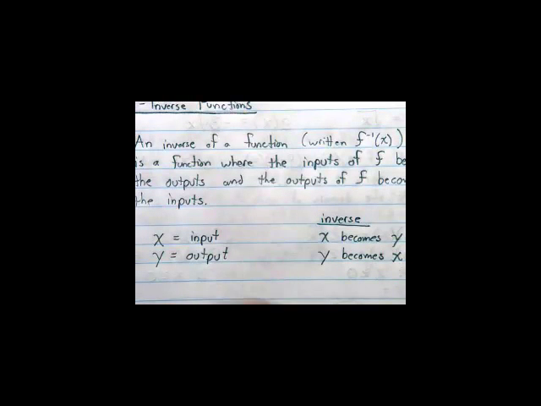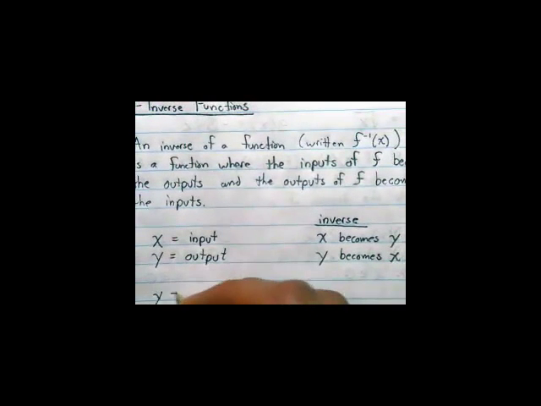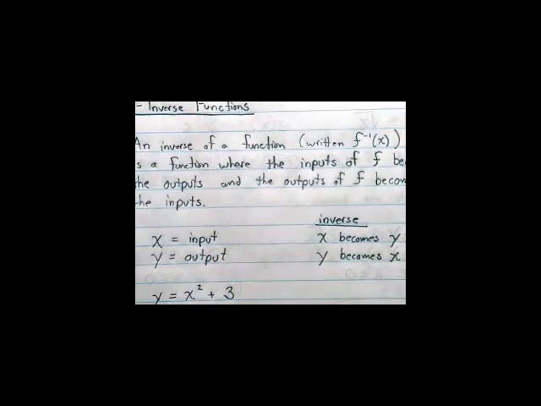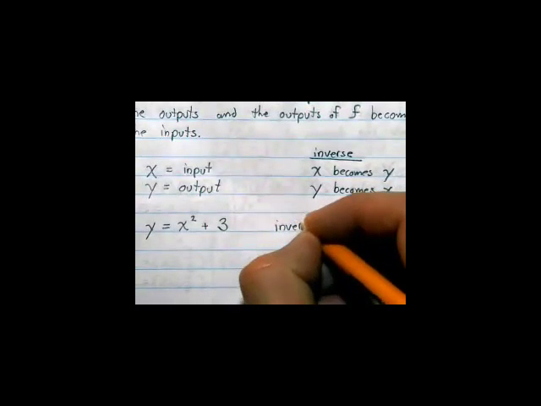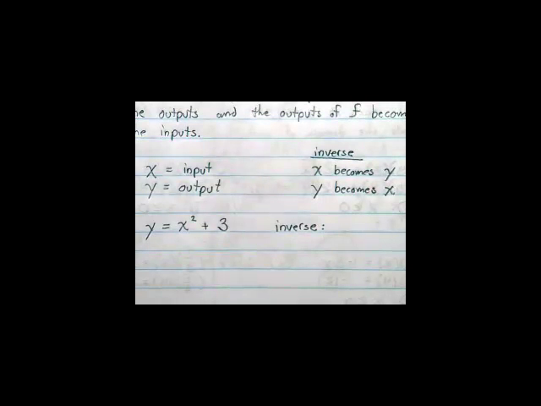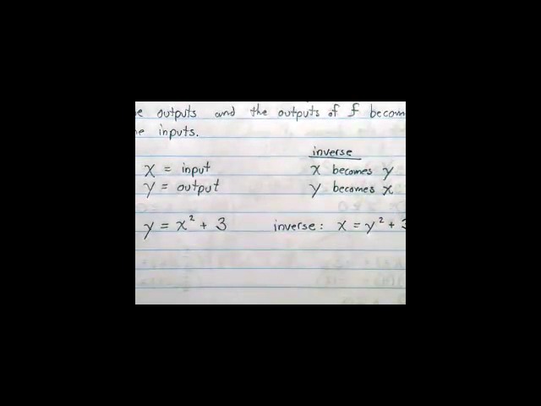So if I had, let's say, an equation, y equals x squared plus 3, the inverse of that would be that same equation, but you rewrite the y's as x's and the x's as y's. The inverse of y equals x squared plus 3 is x equals y squared plus 3.